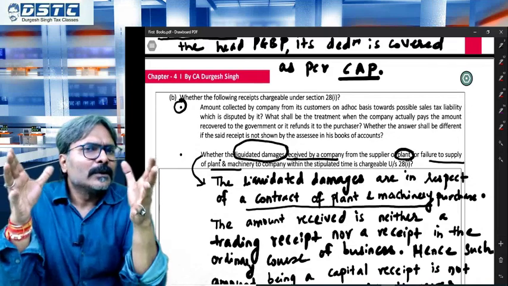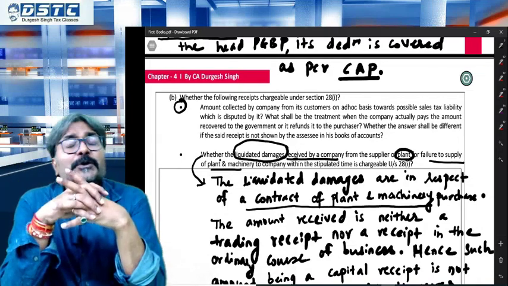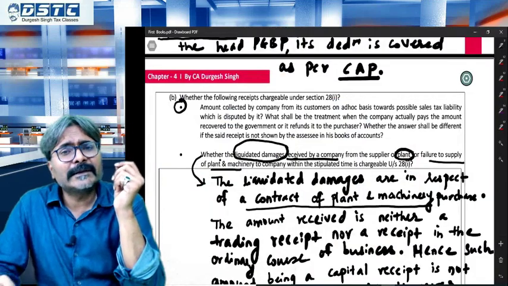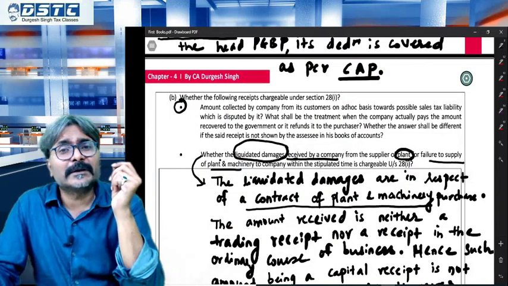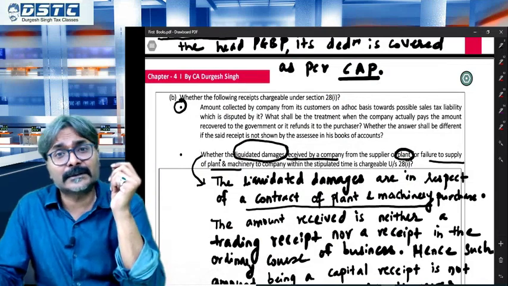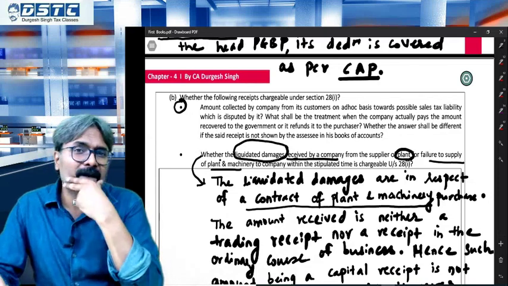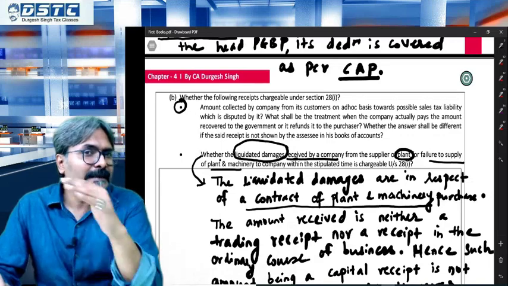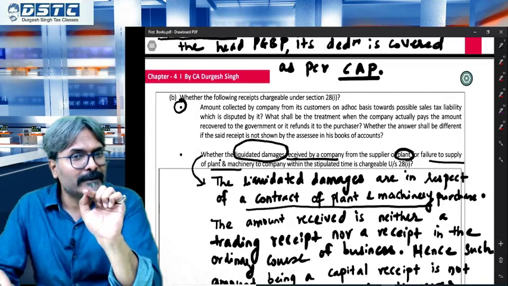What do you think they would have been following? Will they be following the completed contract method, or would they be following the percentage completion method? What is it that they would be following? This is the question. What is your take on that? Completed contract or percentage completion? And these coaching institutes are following what?